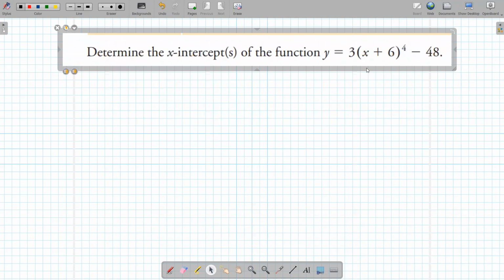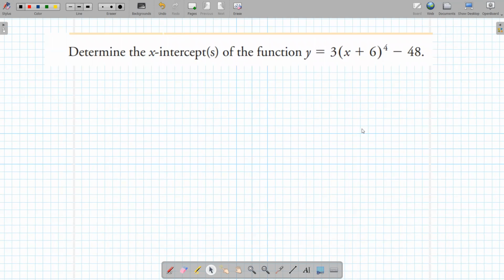Determine the x-intercepts of this function. What's special about the x-intercept? What happens at the x-intercept if you think about it? Y is 0. Yeah, exactly. So we're just going to say 0. Okay, so how do we solve this equation for x? That's all there is. It is a quartic equation. Quartic means degree 4.